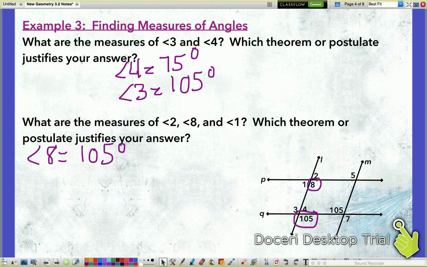Oh, I forgot to say. So that would be theorem 3.2. 4 would be postulate.